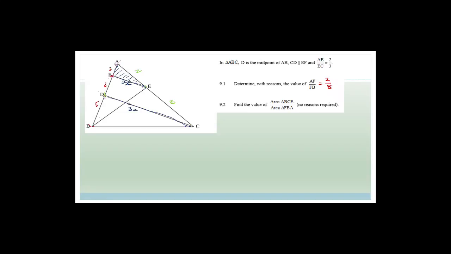So now, if we had to look at the area of this triangle here, it'd be a half times 2 times 2x. Do you agree? If we had to look at the area of this triangle, it would be a half times 5 times 3x.